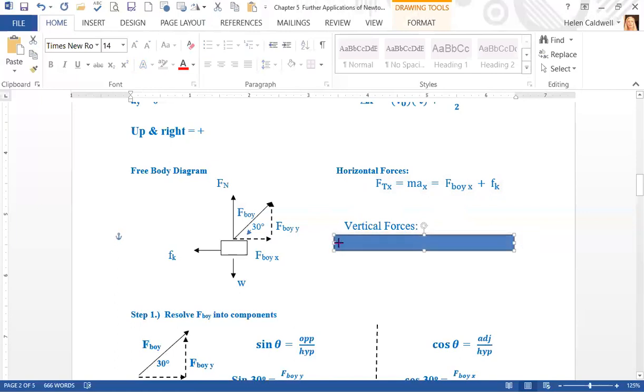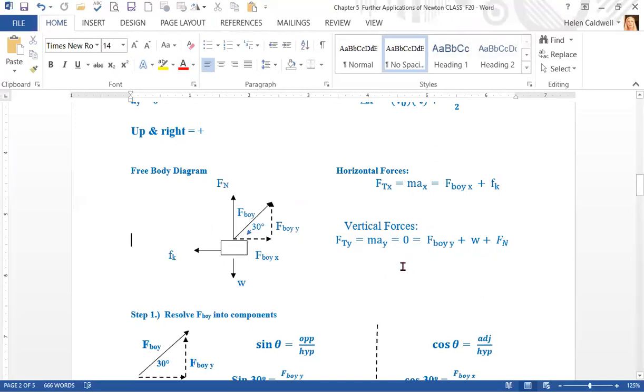For the vertical force, F total in the y direction equals m times a sub y equals 0. Why does it equal 0? Because we've said the box doesn't levitate and the box doesn't sink. Acceleration in the y direction is 0, so the total force in the y direction is 0. And now every vertical arrow, so that will be the weight, the normal force, and the y component of the boy's force. Those three forces will add up to give 0, our total force in the y direction.